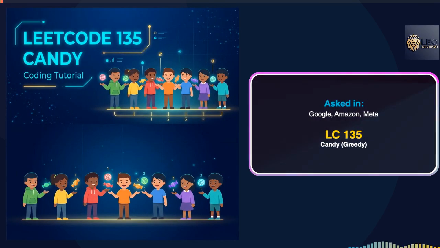Welcome to Leo Academy. Today, we're tackling LeetCode 135, Candy. This is a brilliant problem that perfectly illustrates the power of the greedy approach when dealing with local constraints that affect a global minimum. Let's dive in.